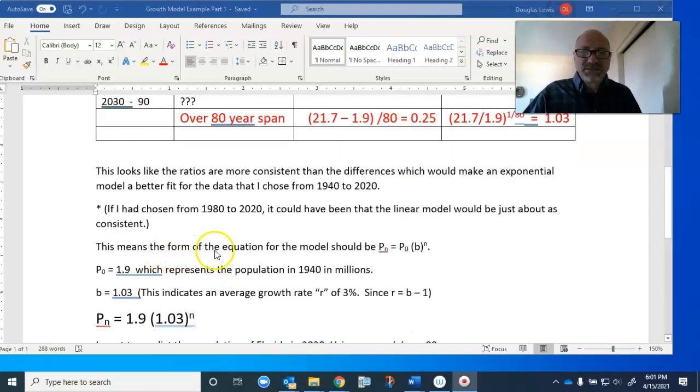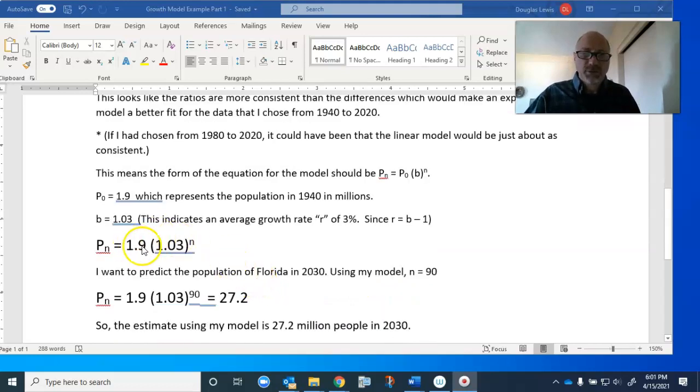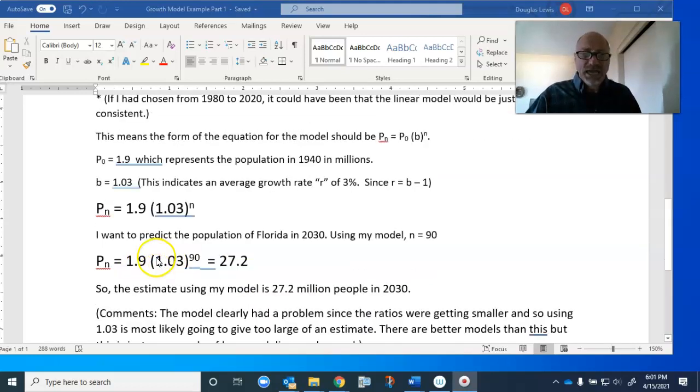So anyway, this means that the form of the equation for the model should be this. This is the exponential form. P sub n is equal to P sub 0 times B to the n. And remember, B is our common ratio, or our consistent or average one. So P sub 0 is the starting value, so that's 1.9, which represents the population in 1940 in millions. And B is 1.03, and that indicates that the growth rate's 3%, because remember, B is 1 plus R, so we get this. So here's my formula. 1.9 is my P sub 0, 1.03 is B, and it says I want to predict the population of Florida in 2030.